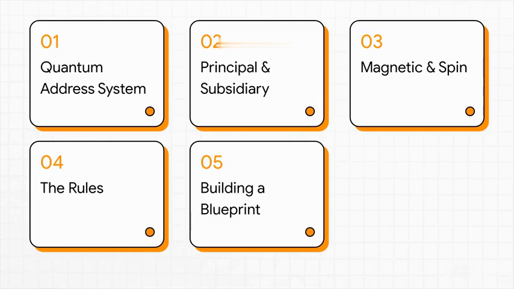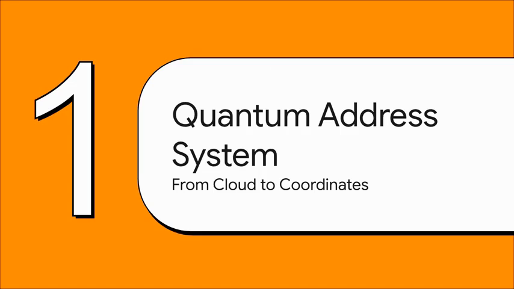Okay, so here's our game plan. We're going to start by defining this whole address system. Then we'll break down the numbers themselves, cover the rules they absolutely have to follow, and finally, we'll use all of that to build an atom's actual blueprint. So how in the world do you bring order to that chaotic cloud? Well, the solution is surprisingly elegant.